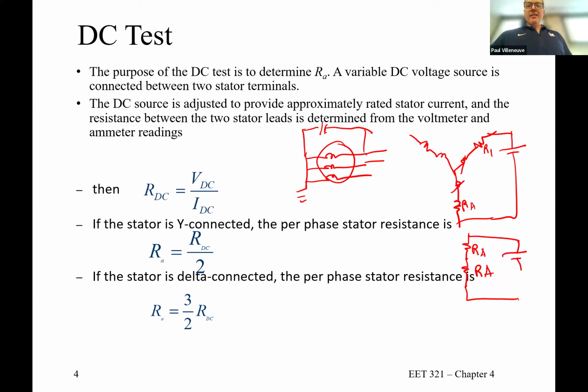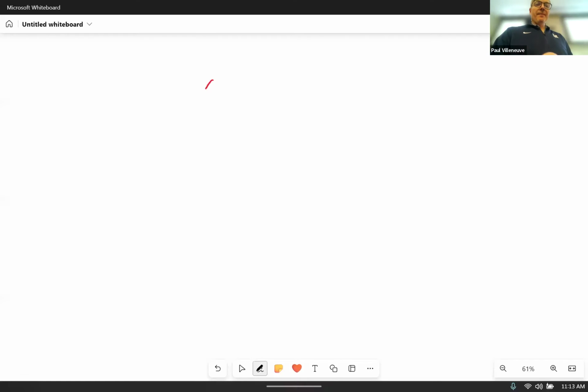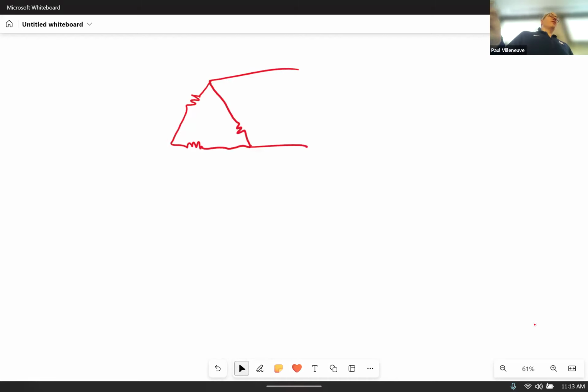So if I measure VDC and divide it by IDC, I have 2 times RA, right? Everybody see that? I just got 2 in series with each other. Now, if the machine is connected in delta, and I'm going to go ahead and throw away the inductors because in DC they're not part of the picture. And I only have a DC source, so I only have 2 wires. I have a plus and a minus of DC. I don't have 3 wires, I only have 2.